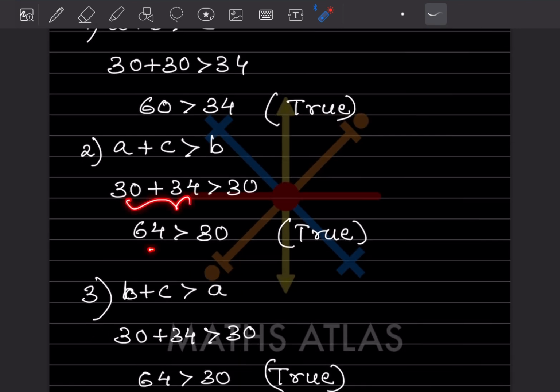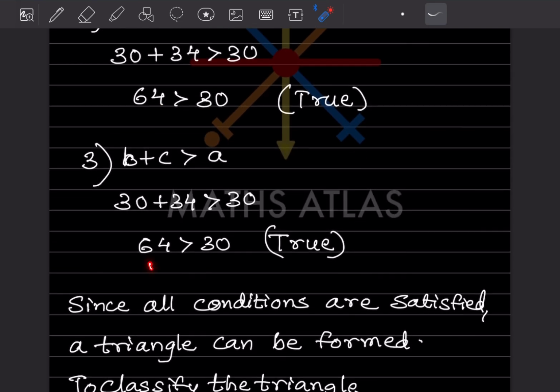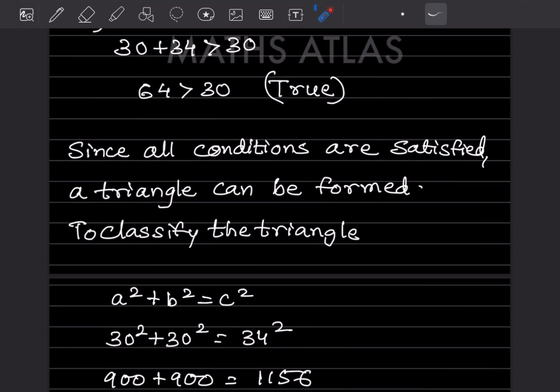Again this will be 64 is greater than 30, that is also true. So here also 64 is greater than 30, that also is true. So we can say since all conditions are satisfied, a triangle can be formed. And then to classify the triangle, what we have to do? A square plus b square is equal to c square. So this will be 30 square plus 30 square compared with 34 square. 900 plus 900, and 34 square is 1156.